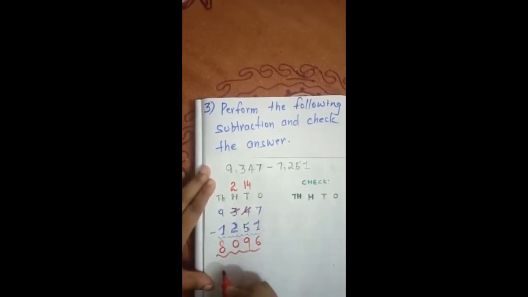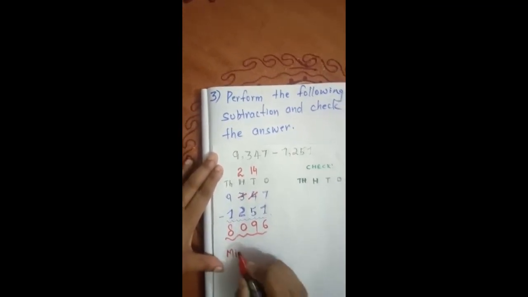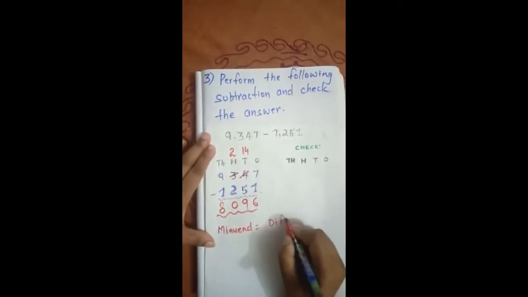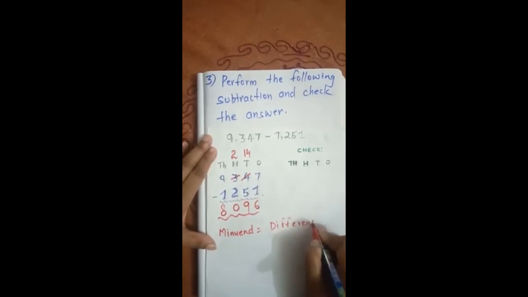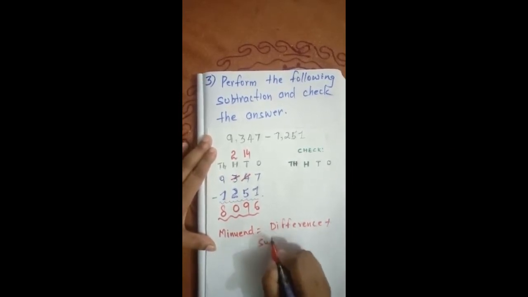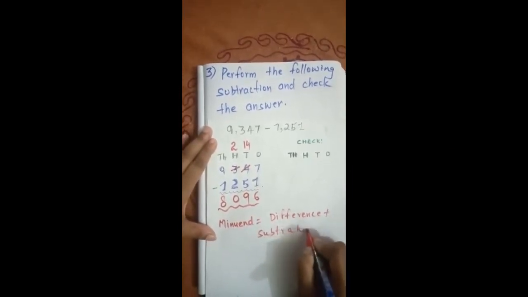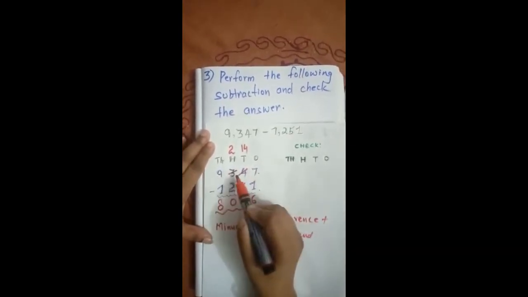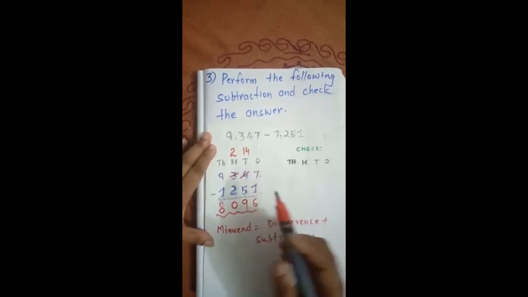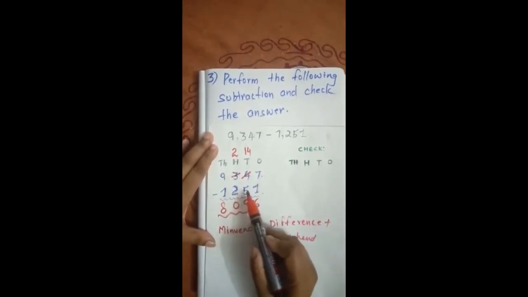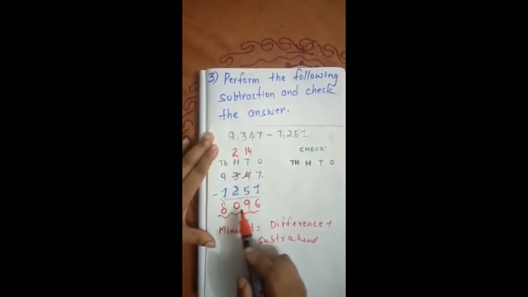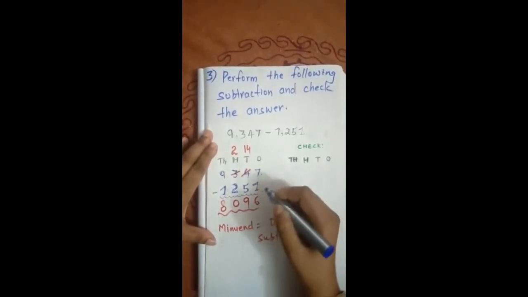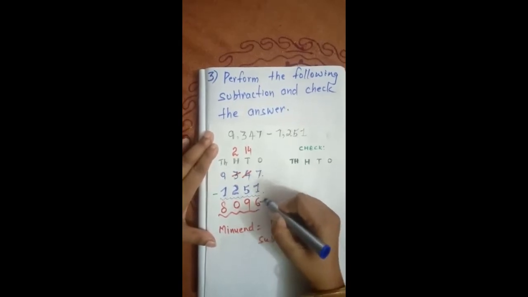So we have to check whether this subtraction is correct or not. For checking, there is a formula: minuend is equal to difference plus subtrahend. Here minuend is the number from which we do the subtraction. So here 9347 is the minuend, 1251 is the subtrahend, and 8096 is the difference.